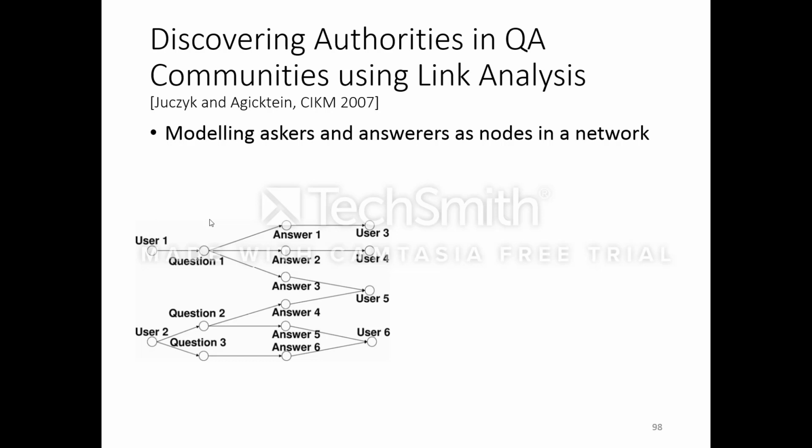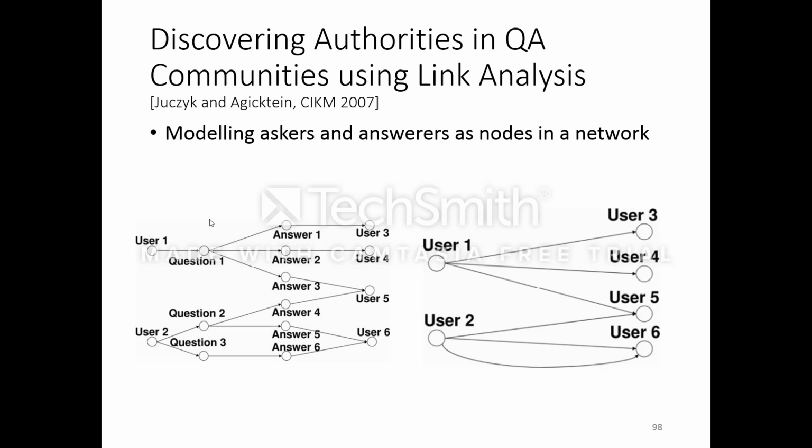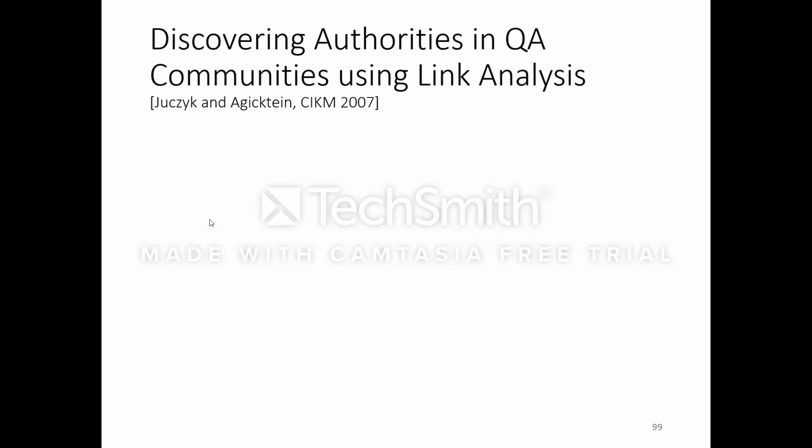And what they do in this paper is condense this network to form user-user networks. If user 1 has posted a question that was replied to by user 3, then there is a link from user 1 to user 3. In certain cases, you might have multiple questions that were replied to by the same user; in this example, user 2 to user 6. User 2 has posted 2 questions, both of which have been answered by user 6, so you have a multi-edge in that sense. There are 2 edges going from user 2 to user 6. So you create this kind of user network, and then work your way from there.